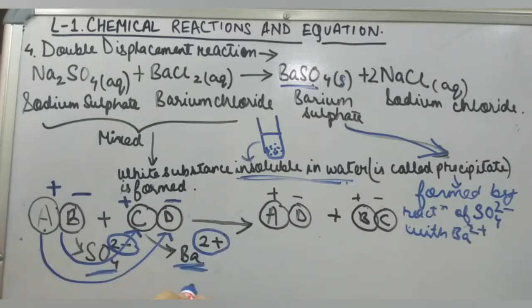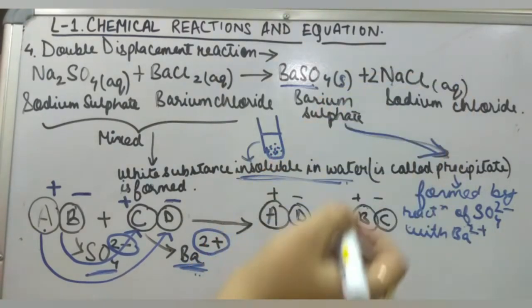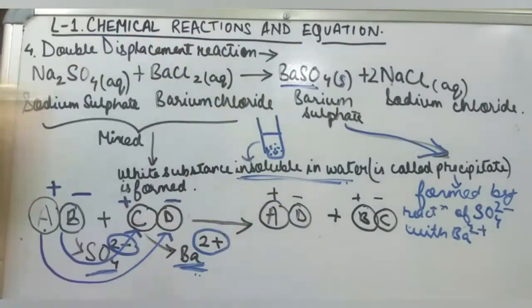The sodium chloride will stay in soluble form in the solution. So this is how the precipitate is formed by the double displacement reaction method.